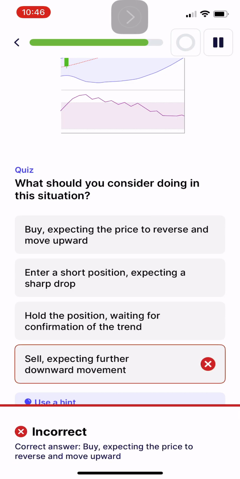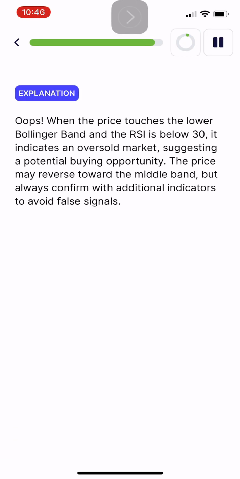No, the correct answer was buy, expecting the price to reverse and move upward. When the price touches the lower Bollinger Band and the RSI is below 30, it indicates an oversold market, suggesting a potential buying opportunity. The price may reverse toward the middle band, but always confirm with additional indicators to avoid false signals.